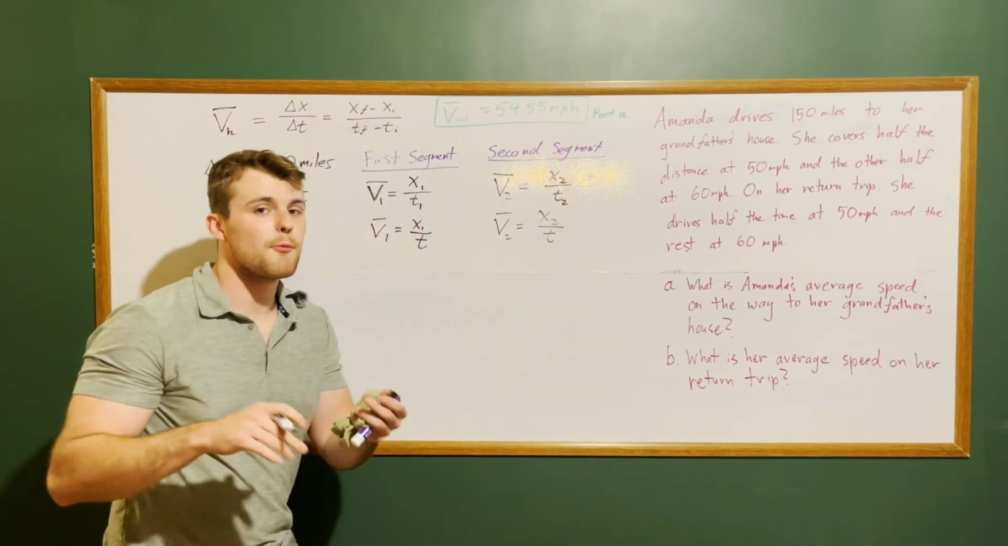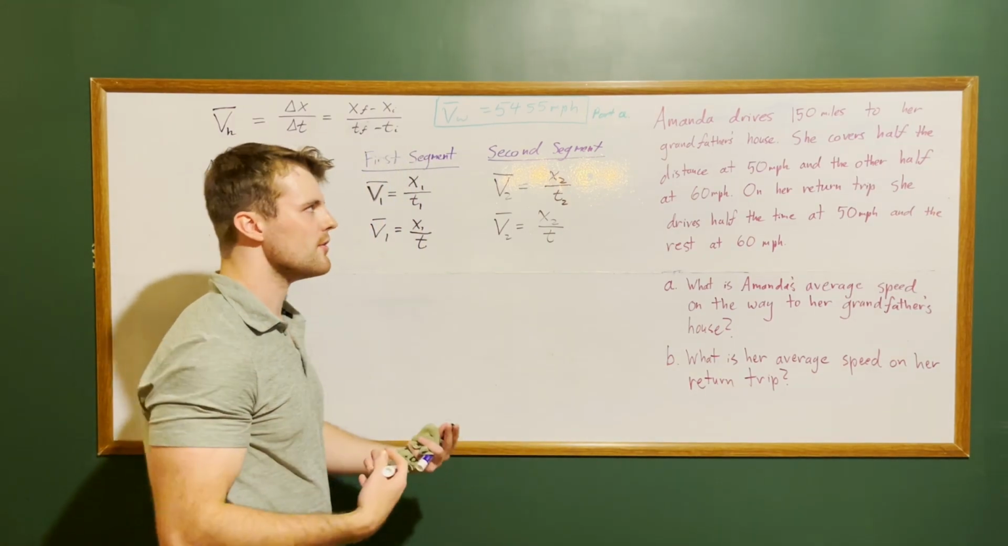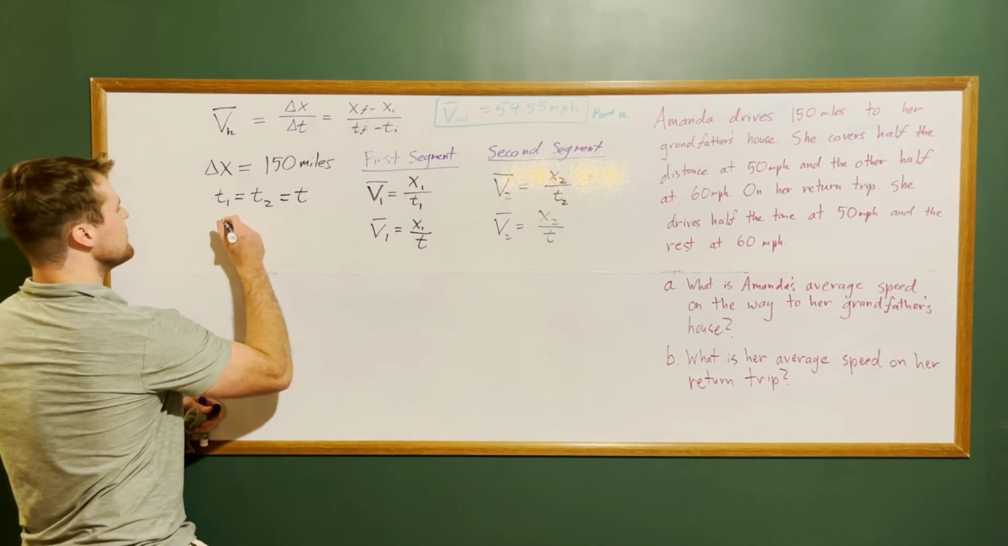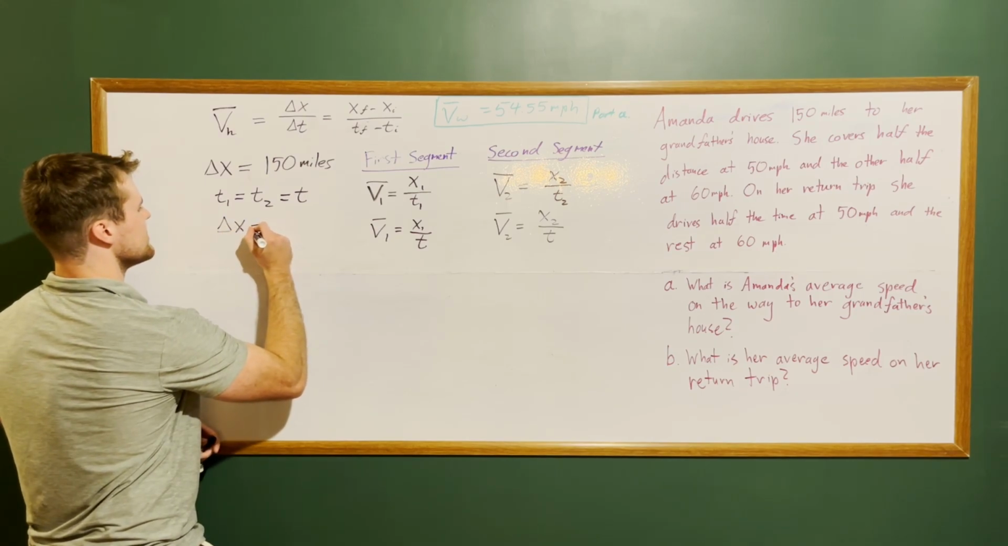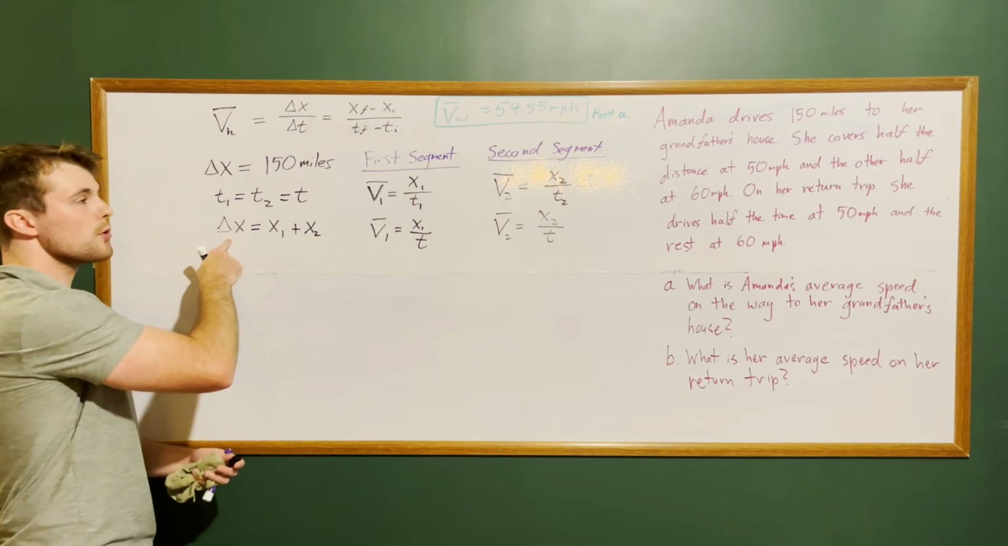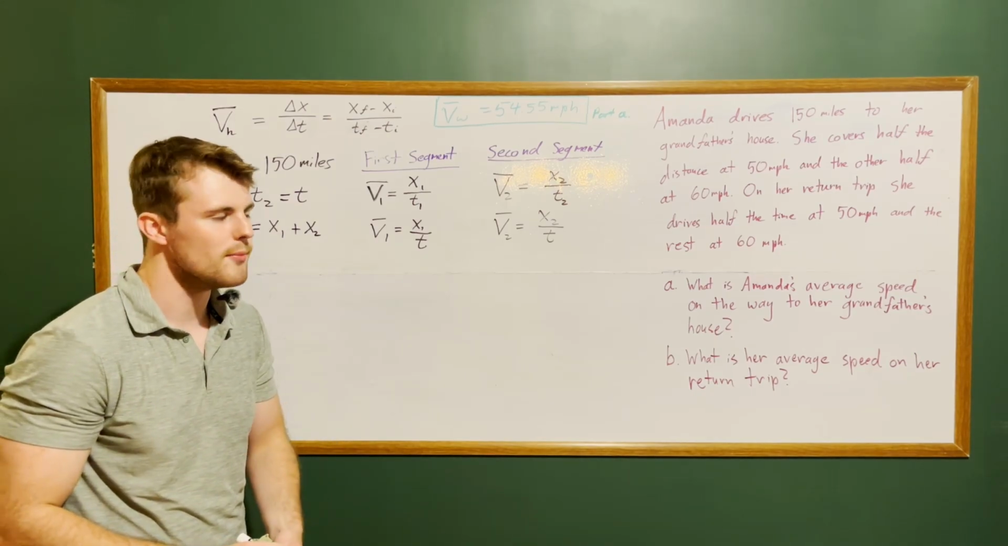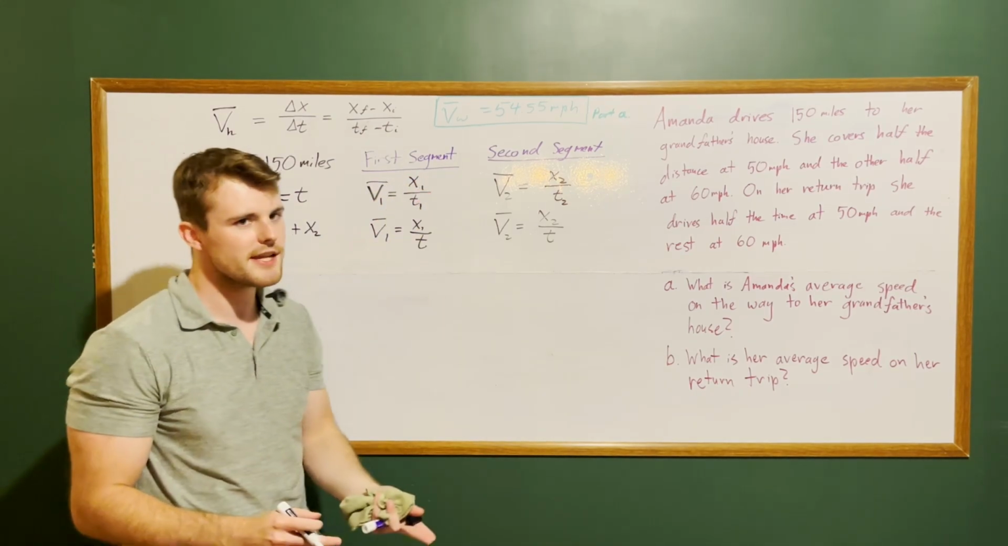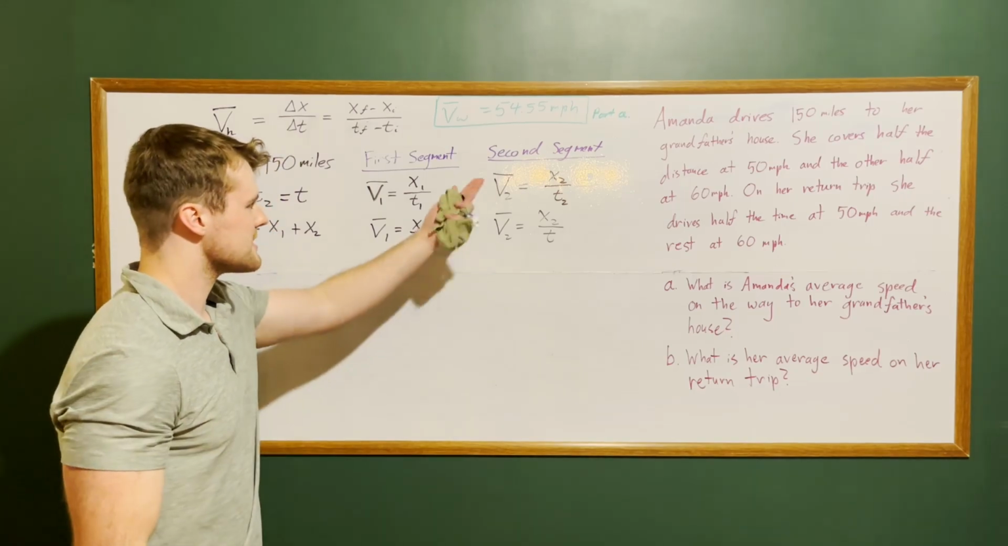So we need to say one more thing about this problem before we can continue. I can say delta x is just x1 plus x2. Our total distance traveled on her way home is just the distance she travels in the first segment plus the distance she traveled in the second segment.